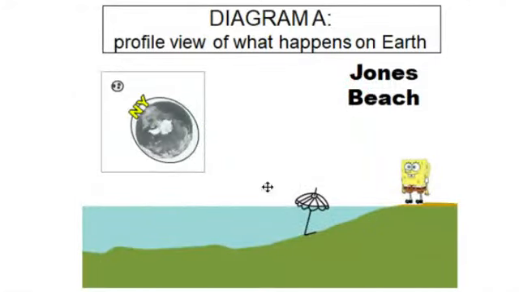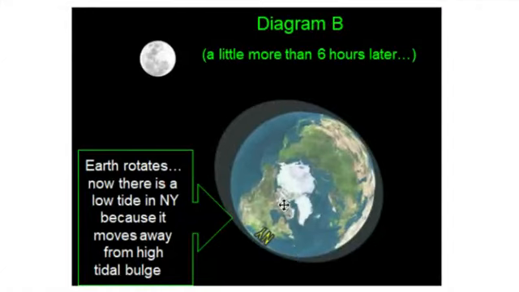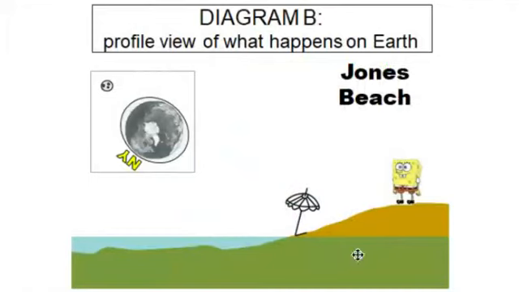So this is an example of when the moon is directly where our location is. So this is an example of Jones Beach. Notice that the water is high up. Now, if Earth rotates, now New York is away from the moon. Now there's going to be a low tide because it moved away from the tidal bulge. So see, the tidal bulge didn't change, just Earth moved out of it. And now notice if you're on Jones Beach, now the water is below the umbrella, okay? So that's how the tide moves in and out. So that would take about 6 hours from going from high tide to low tide.